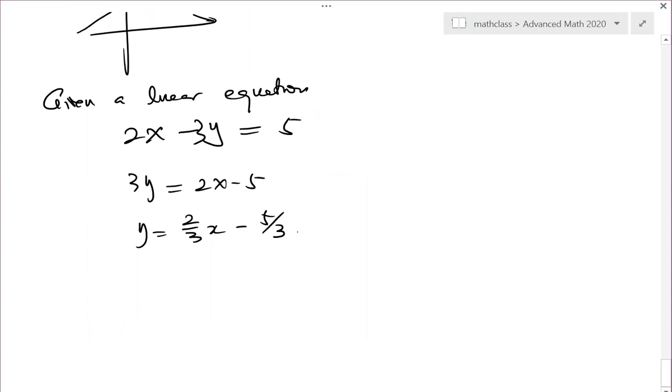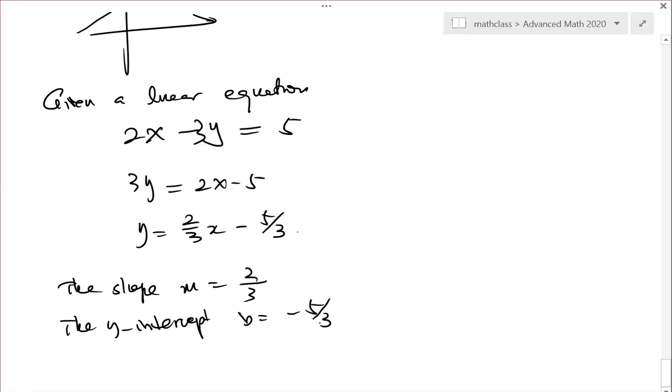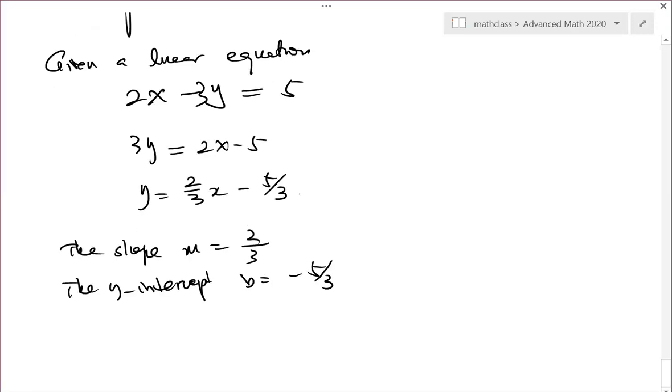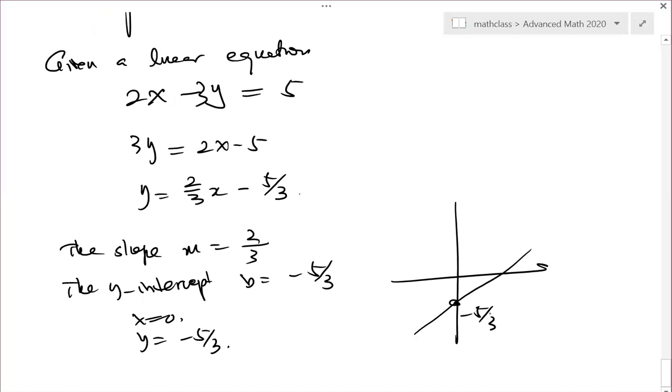So you get this standard form. You can get the slope m equals 2 over 3. You can also get the y-intercept, which is negative 5 over 3. Because when x equals 0, the y value is negative 5 over 3. So this is a point on the y-axis, and the line passes through that point.